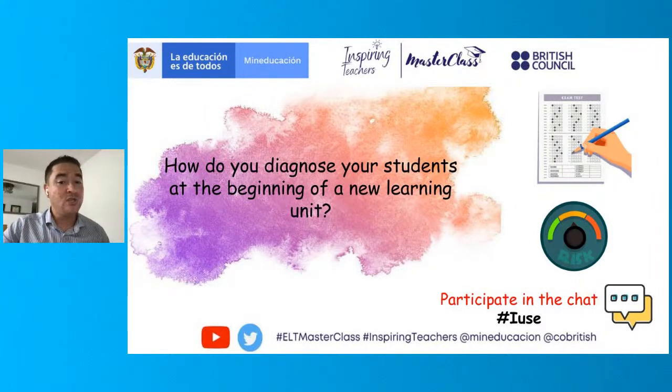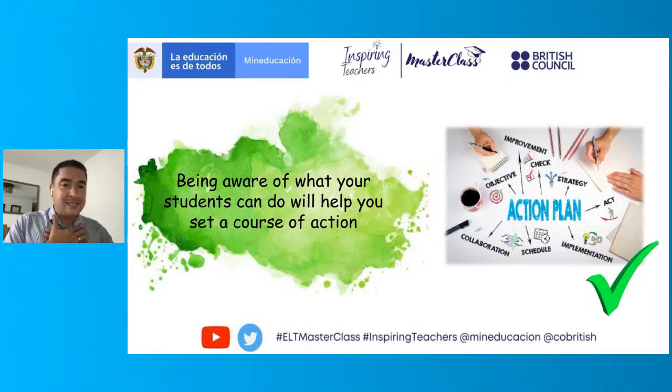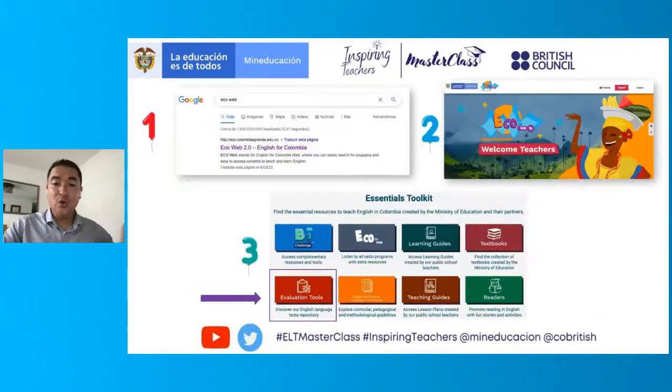And we're speaking about diagnosing our students, because for us, as English teachers, being aware of what our students can do at the beginning of the unit, at the beginning of the year, at the beginning of the period, at the beginning of our course, that will help us set the course of action. In other words, if we are aware of our students' level, about their preferences, about their reading, listening, speaking, and writing skills level, we're going to be able to set an action plan for our whole semester, year, unit, or period.